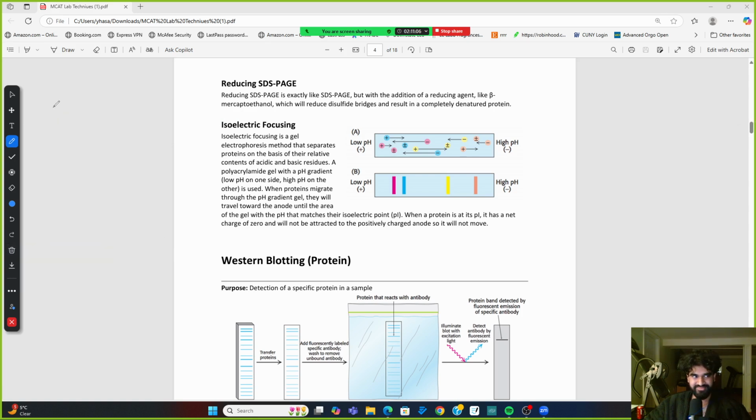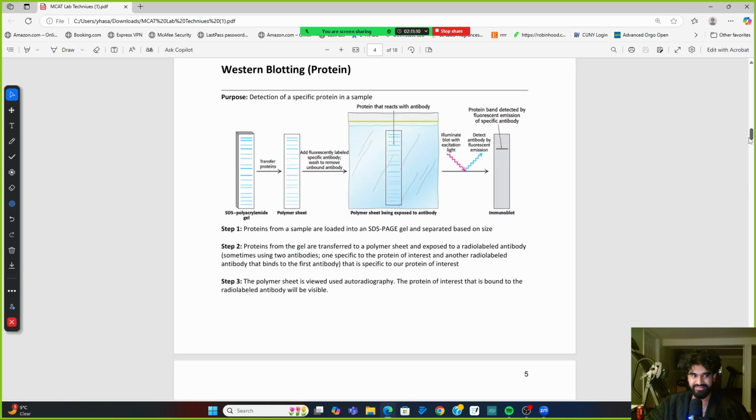Okay. All good? I'm going to keep going. Western blotting.